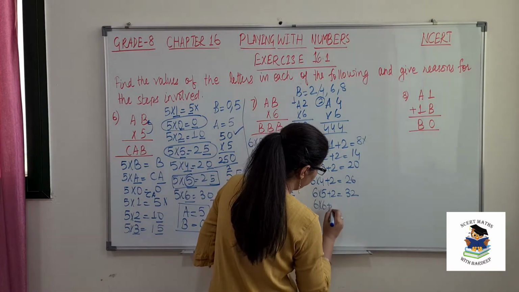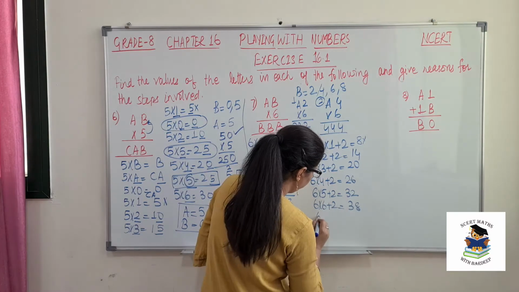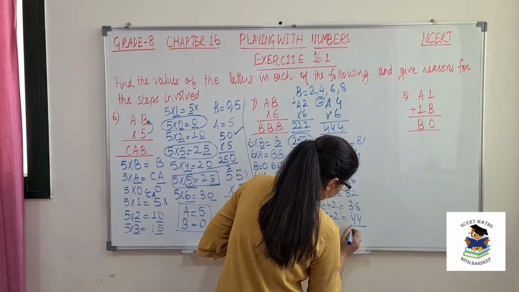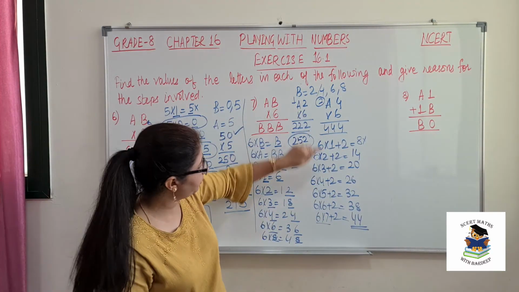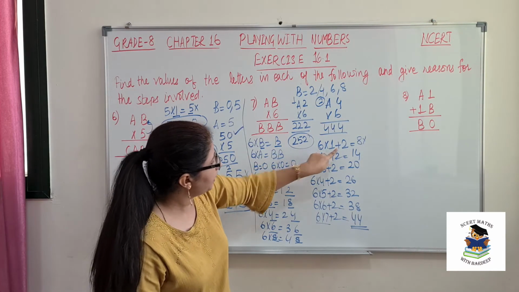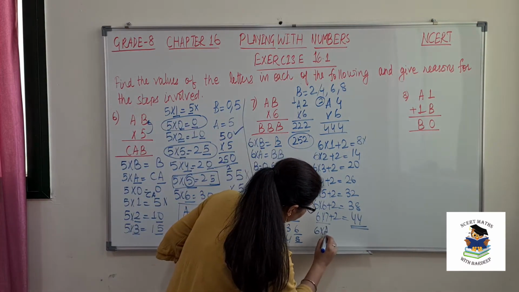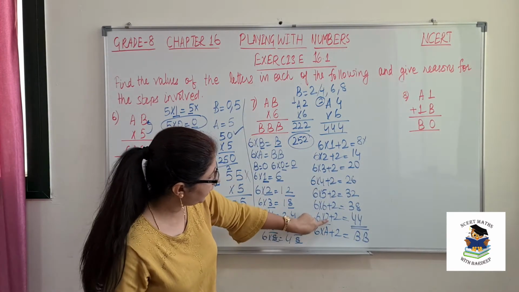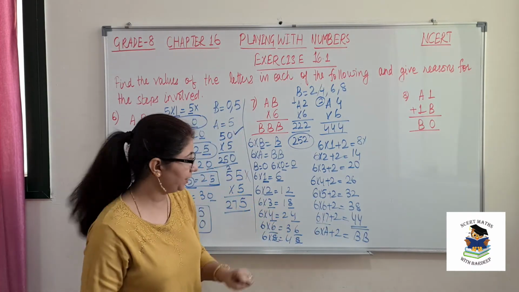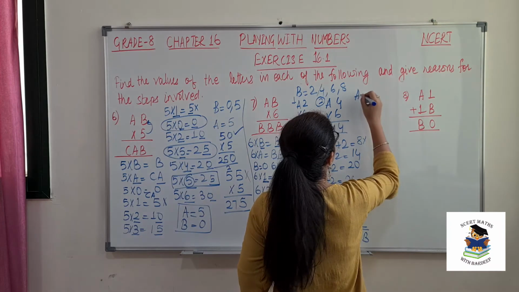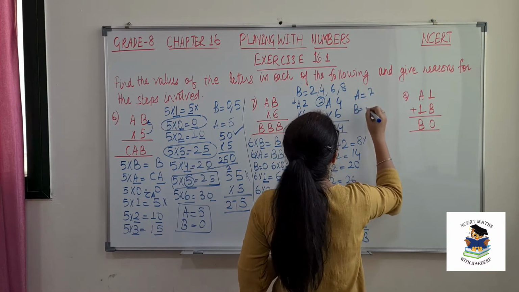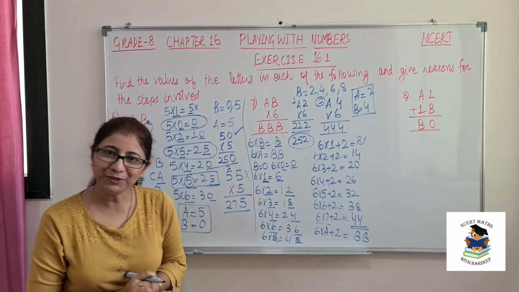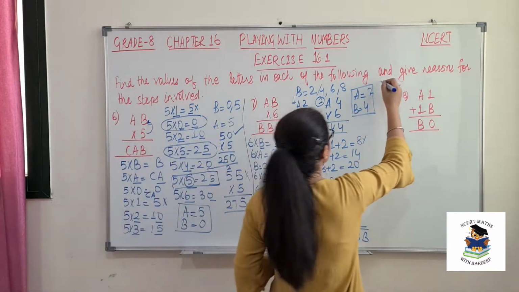6 into 6 plus 2. 36 plus 2 is 38. 6 into 7 plus 2. So 6 7s are 42 and we get 44. So see, this is 6 into A plus 2 should be equal to 44. Okay. So if you put A as 7, we get the answer as 44. So what are the correct answers? A should be equal to 7 and B we have put 4. So A equal to 7 and B equal to 4. Okay. So this is our 7th question.